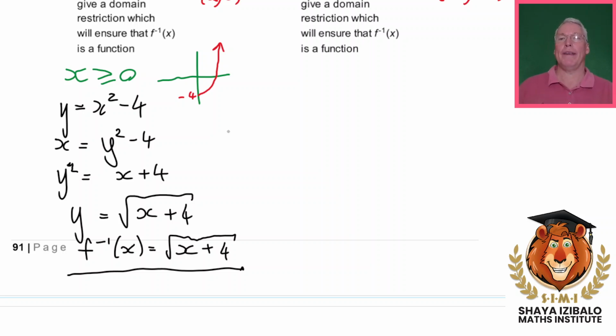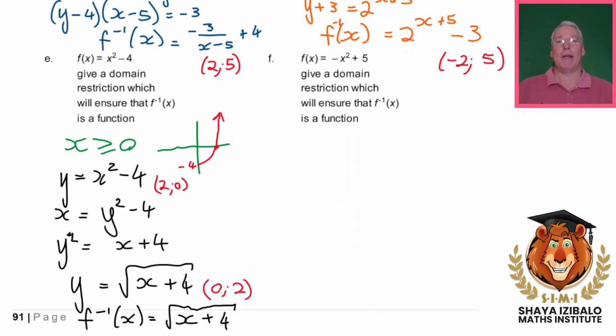As we've always done, let's just check a value here. If we put 2 into this function, we get this point over here, (2, 0). (2, 0) lies on the function. If we put 0 in here, the square root of 0 plus 4 is the square root of 4, which is 2. Then the very last one, and maybe you didn't know how to do that. If not, and you want to check yourself, pause it and try this one yourself before letting the video play again.